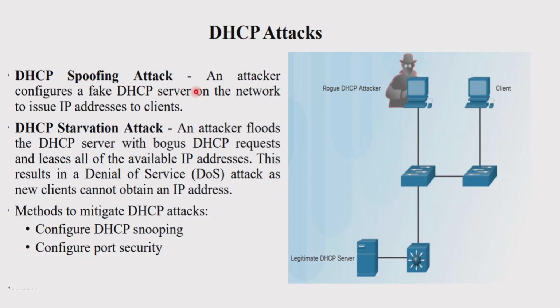Now see that DHCP spoofing means an attacker configures a fake DHCP server on the network to issue IP addresses to the clients. What is the meaning of this? Suppose, for example, this is my client machine, and this is the rogue DHCP server, nothing but the hacker's DHCP server. This is my original DHCP server. Actually I need to get the IP address from this DHCP server through my client machine, so that my operation will be performed successfully. Otherwise, if you get the IP address from this rogue DHCP server, some denial of service will happen. So we will consider one example.